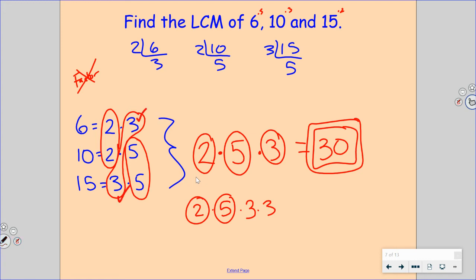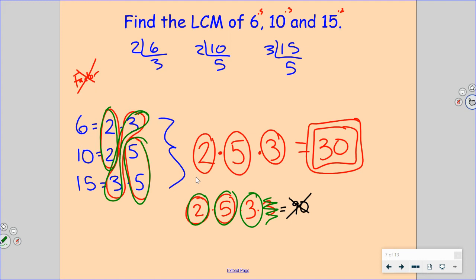Well, 2 times 5 is 10, times 3 is 30, times 3 is 90. And 90, while it is a common multiple, it is not the least common multiple. So it is important, ladies and gents, if it's shared by at least 2 of the numbers, to write it once and only once. Do not write it multiple times.